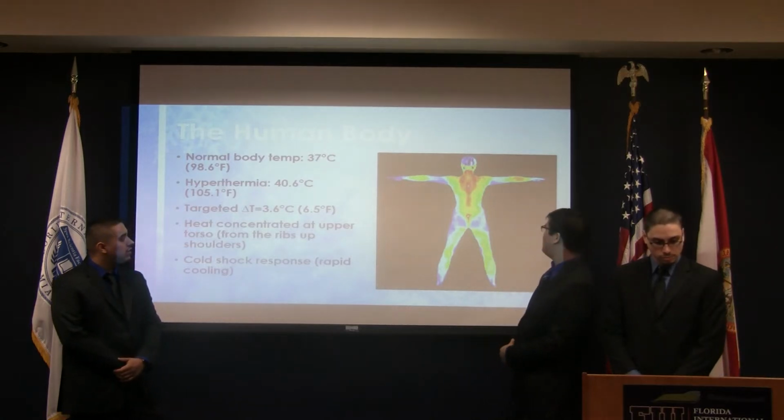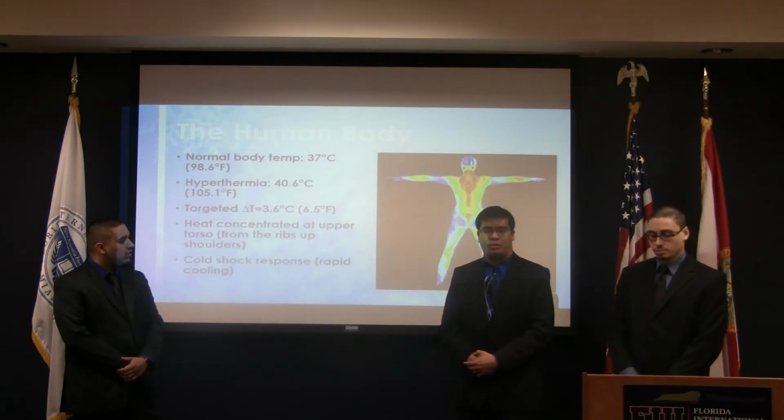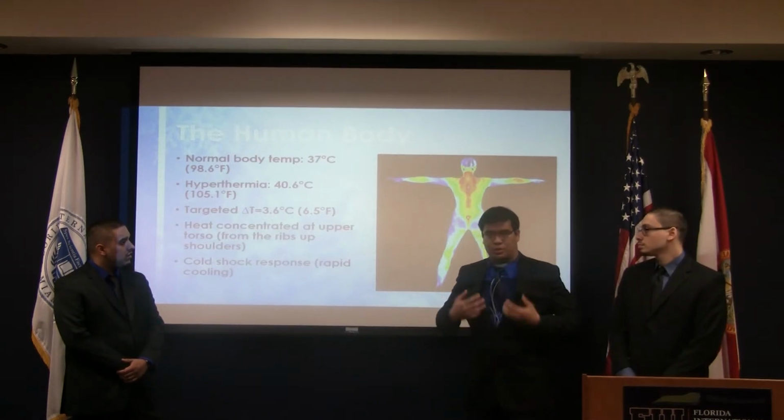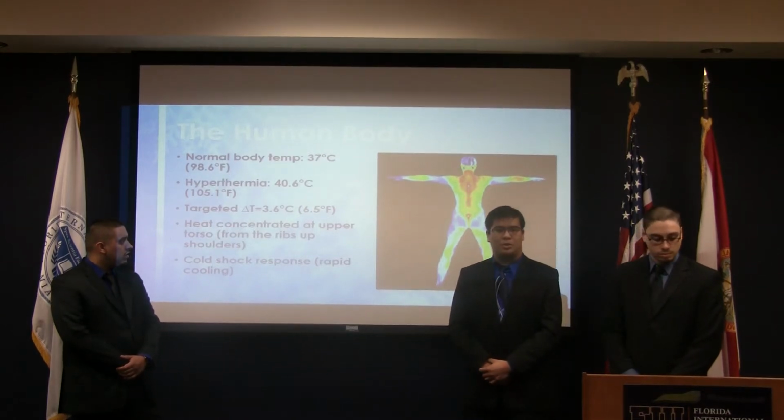As you see here in the thermal picture of an average adult, heat is concentrated in the upper torso region, which we will be aiming at, from the ribs to the shoulders. The reason for this is because most of our organs are active right there, which is the lungs and the heart.